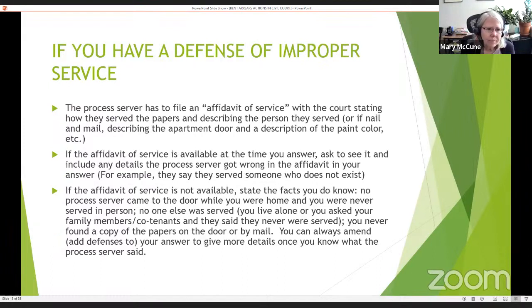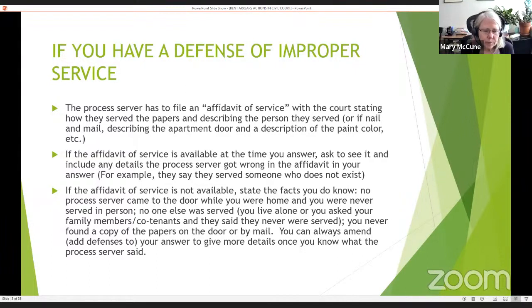If you have a defense of improper service, meaning they didn't give you the court papers the way they had to, you're going to want to look at the affidavit of service in the court file. After you're served with the court papers, the person that served them on you has to file an affidavit, which is a sworn statement of how they served you, in person, substituted service, or mail, and they have to include certain information on it.